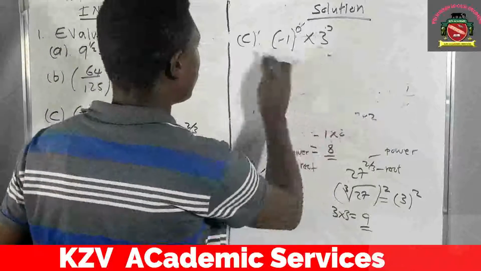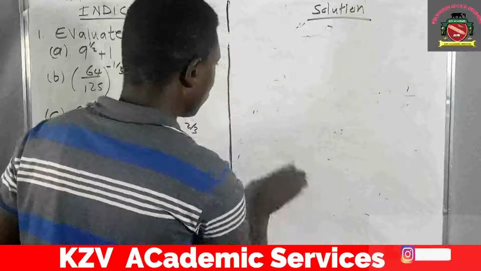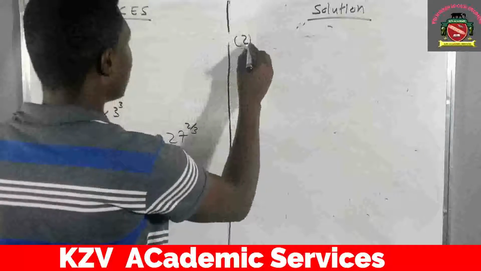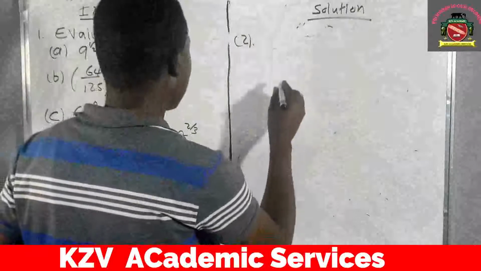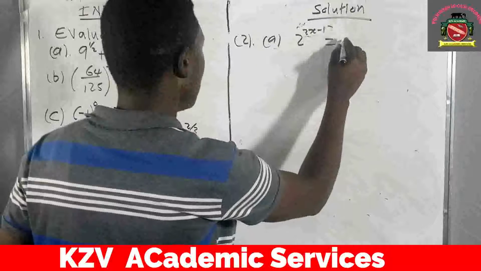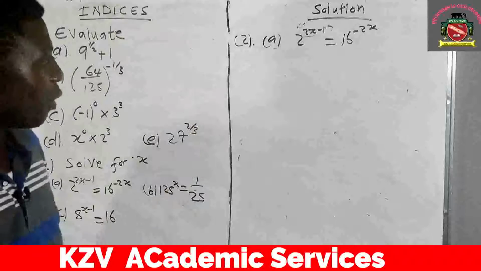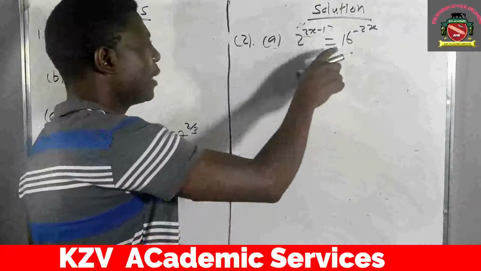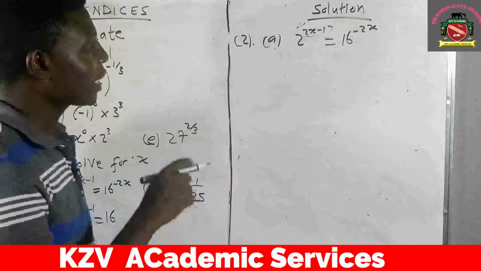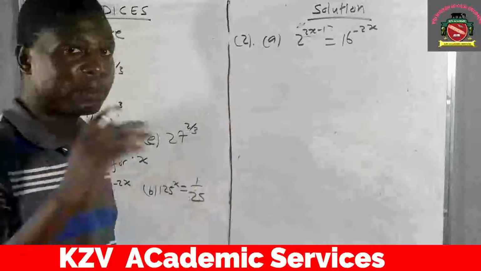Quickly, I move on to question 2. What are we saying on question 2? Very simple. For part a, we have 2 to the power 2x minus 1 is equal to 16 minus 2x. Now we have to ensure that this is reduced to the lowest base, in this case 2. So 16 has to be reduced so that we have the same base on both sides, and that must be the lowest base.